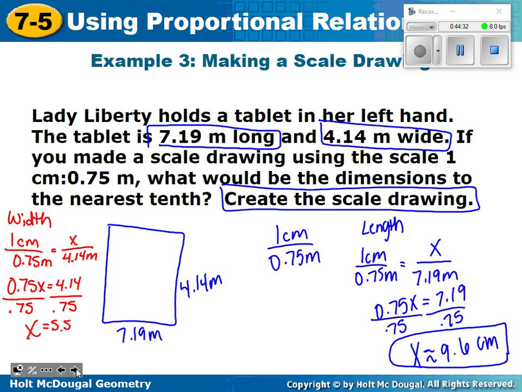Somebody agree with Tyler? All right. So we have 5.5 and 9.6. Now you're going to take your ruler, and I'm going to do the same thing on the board. You're going to draw a rectangle with those dimensions for your tablet. Flip your notes over to the back where you have room. Those are approximate symbols, little approximation symbols.